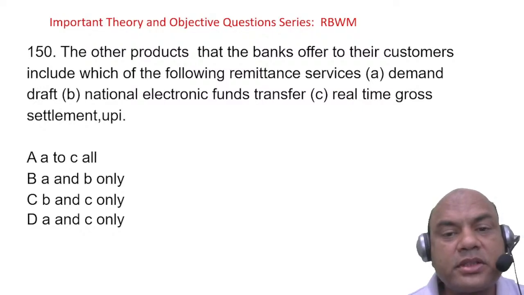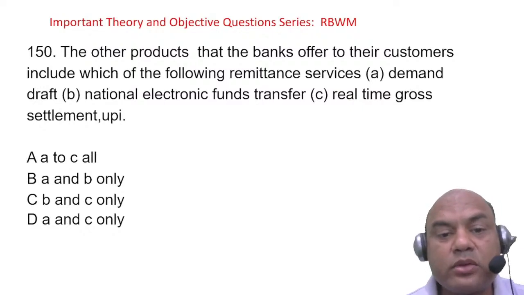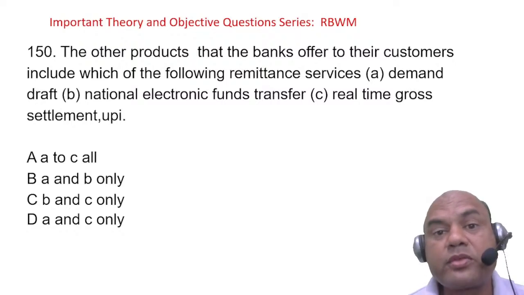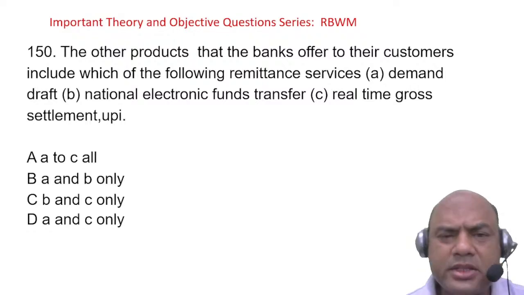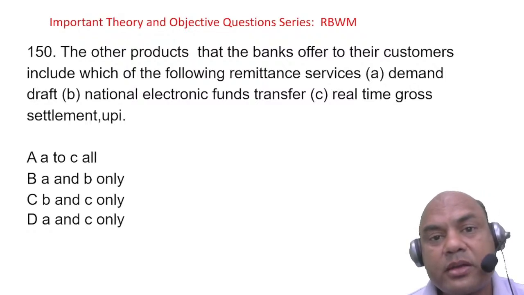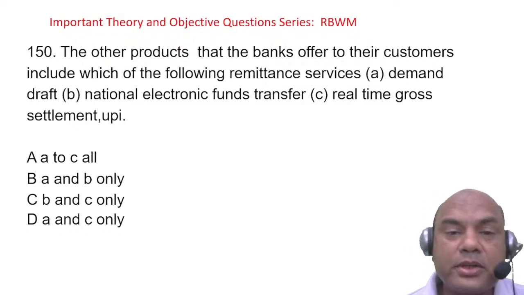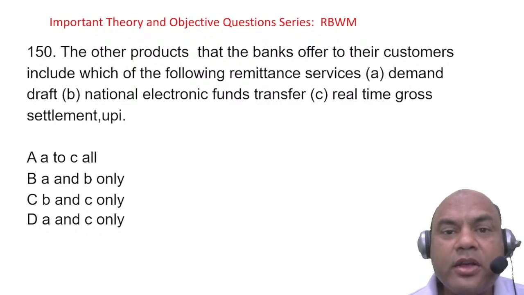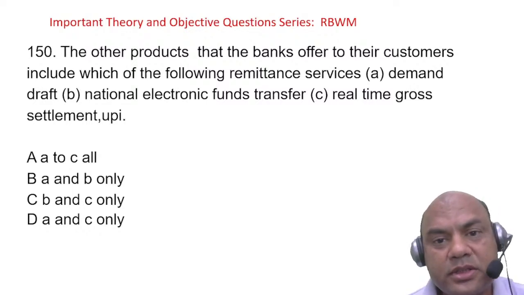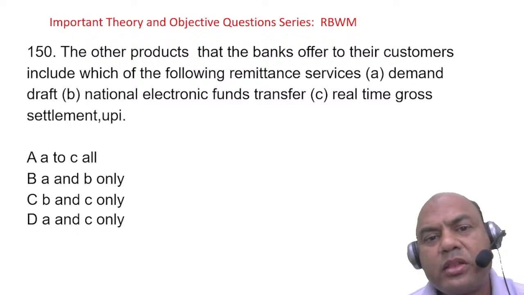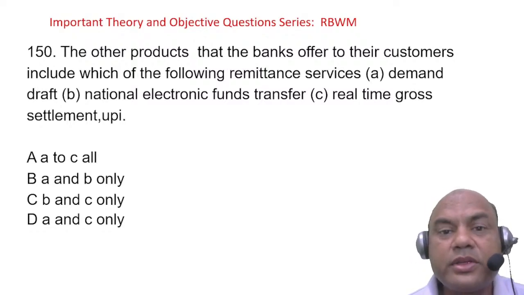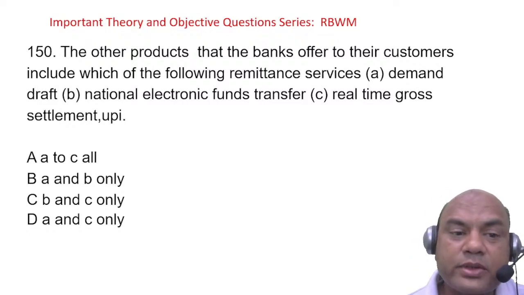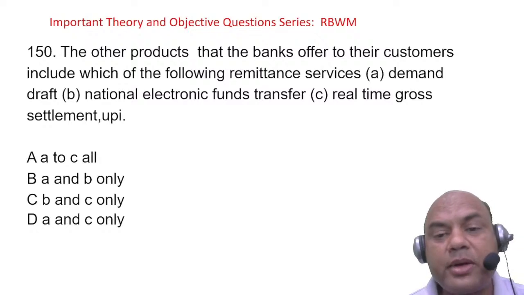The other products that bank offers to their customers include which of the following remittance services? Now, other products means what? The products which are not the core products of the bank. What is the core product of the bank? Yesterday we saw it: deposits and loans. These are the core products of the bank. So what are the other products then? Which are not deposits or loans. These are like remittances, lockers, okay? These are called ancillary services.